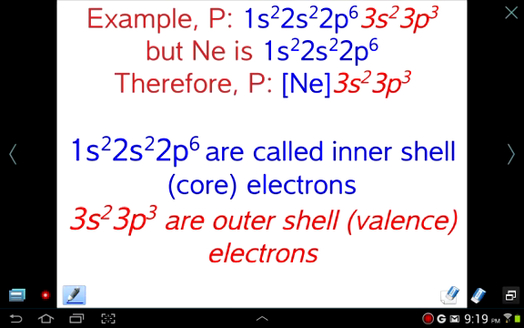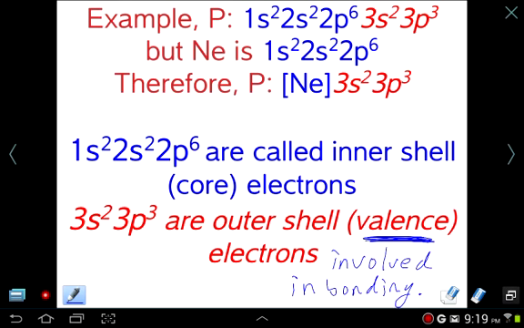This actually is very important. We'll be dealing with valence electrons a lot more. These are the electrons involved in bonding, and therefore in chemical reactions.